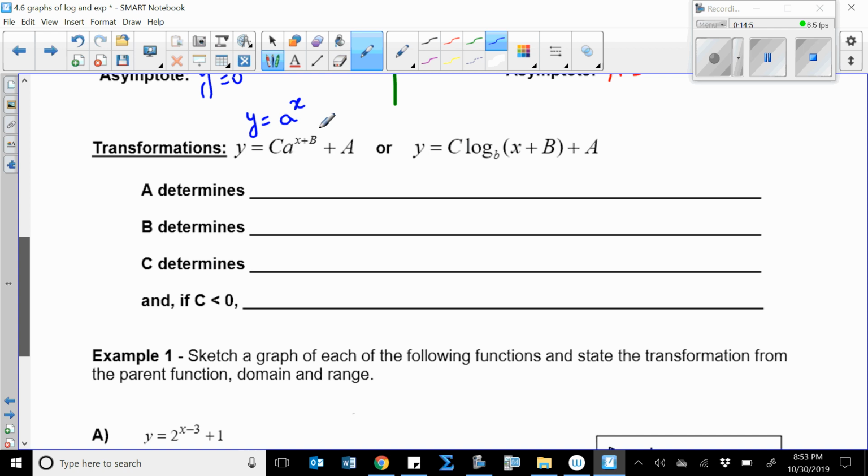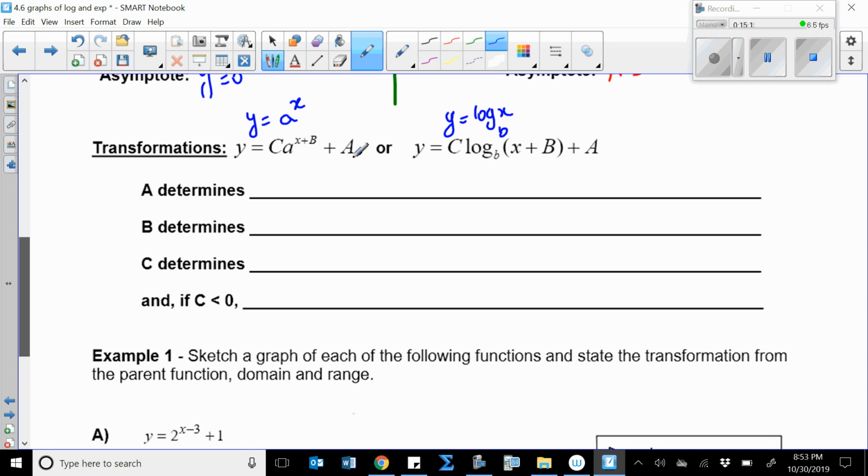So any kind of exponential function that you see, if you want to find the parent function, you just take the base and an x on top of it as the exponent. So that will be the parent function. And for any kind of log function, the parent function will be log of x with the base that you see here. So this will be the parent function.